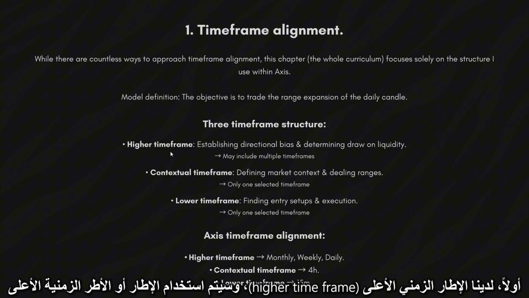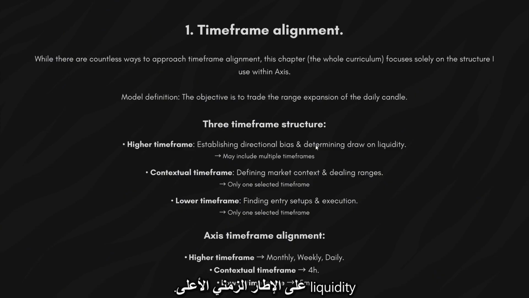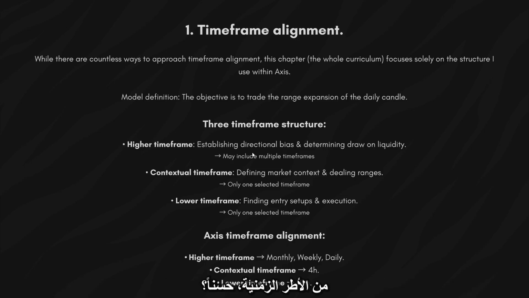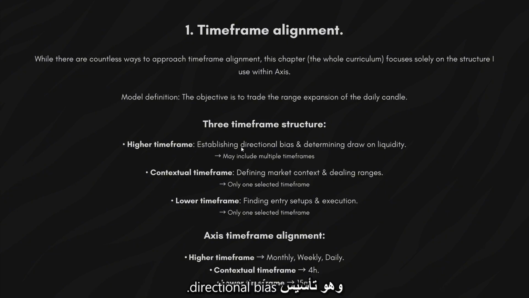First of all, we've got the higher time frame, and the higher time frame or time frames will be used to establish a directional bias and to determine or identify the drawn liquidity on the higher time frame. Now within this part of the structure right here, you can actually use a combination of time frames, right? You can use multiple time frames within this part to achieve a single objective, which is to establish a directional bias.